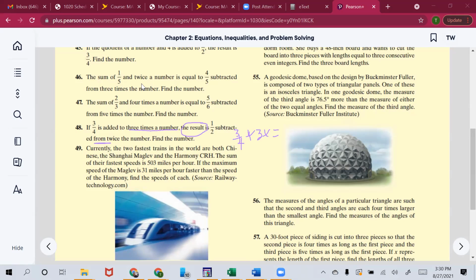So I'm going to have 3/4 plus 3x equals 1/2 subtracted from, so that changes the order, twice the number. So twice the number is going to be 2x, right? And I really should have said, our number is going to be x. So we've got 2x. We're going to subtract 1/2 from it, so 2x minus 1/2.